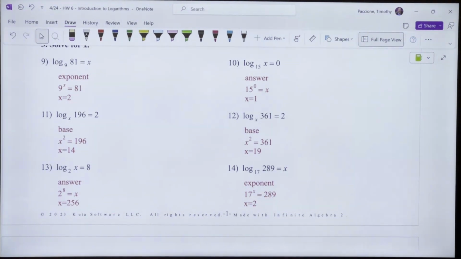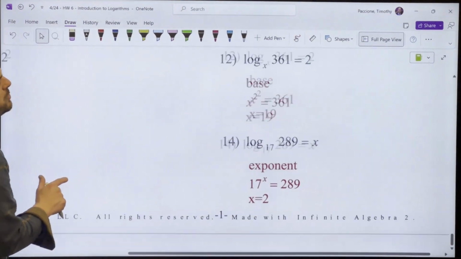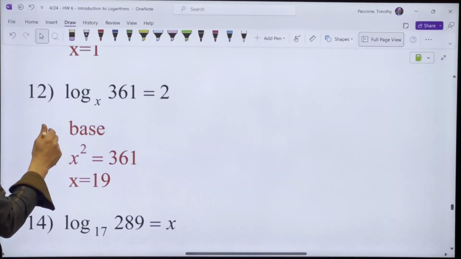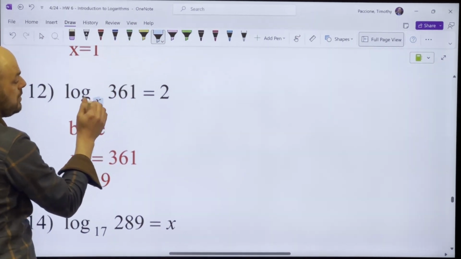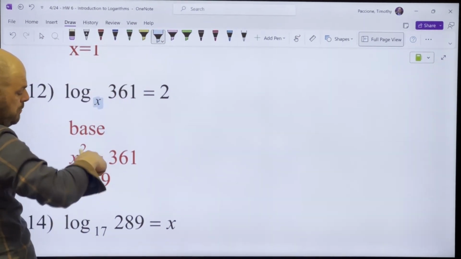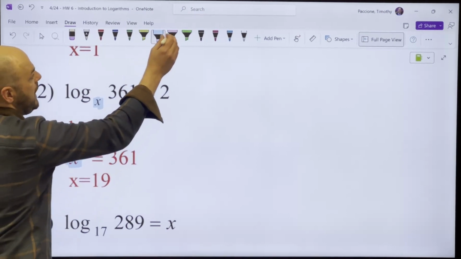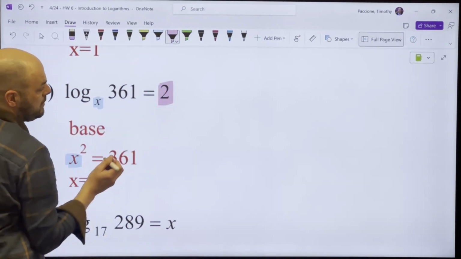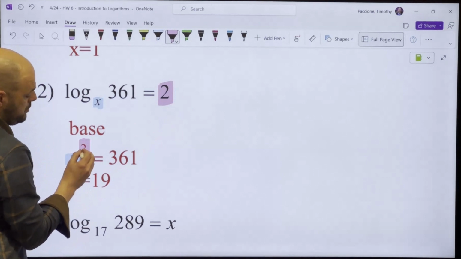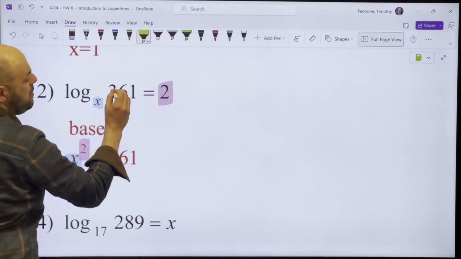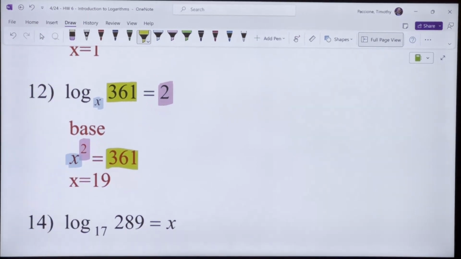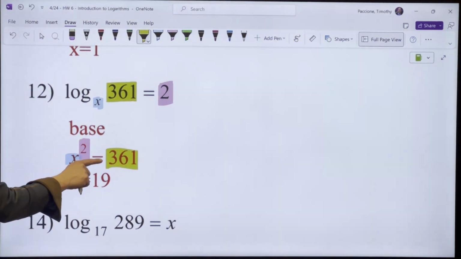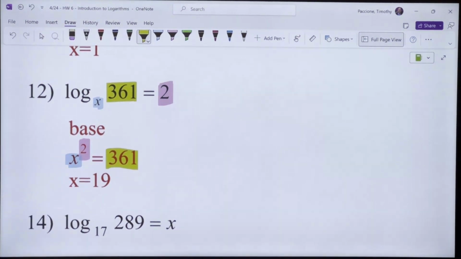Number 12? Okay. Here, if I pretend that this answer isn't here, I know that the bottom part is the base. I know that this part is my exponent. I know that this part is always my answer. So I set up a new equation: x squared equals 361. To solve for x, you would take the square root, and the square root of 361 is 19. Okay?